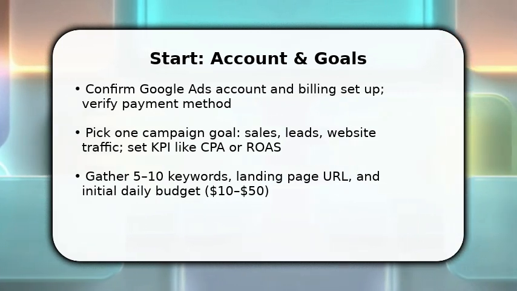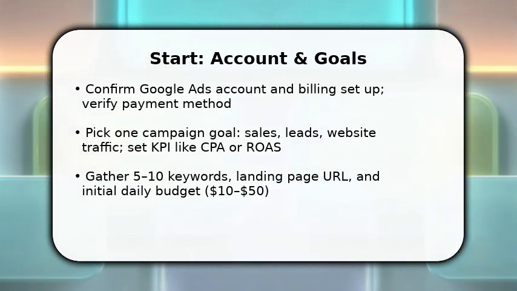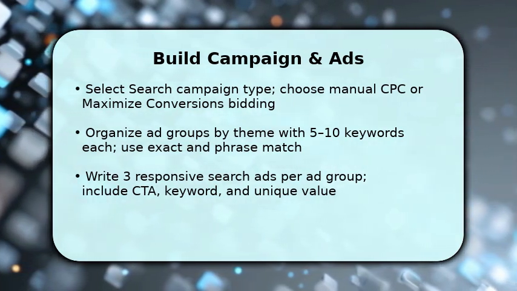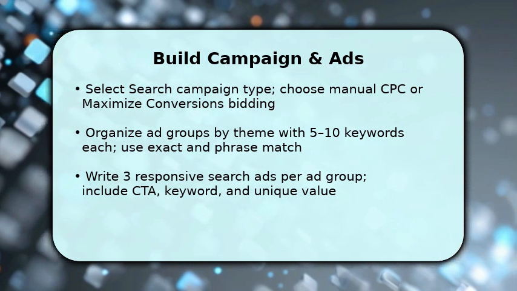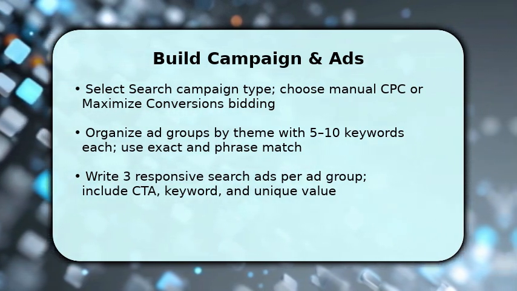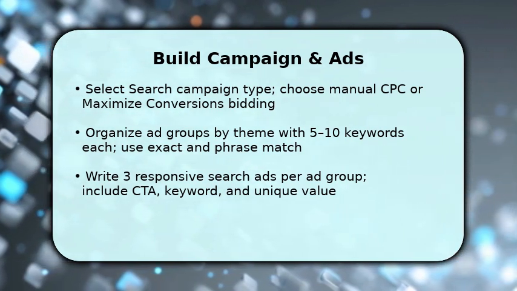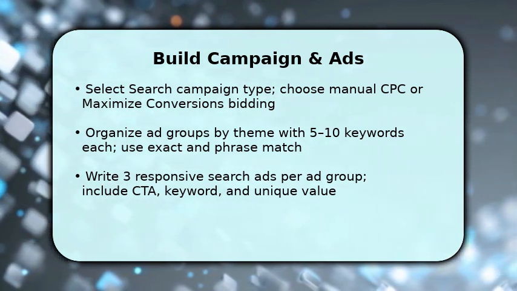Next, you build the campaign structure and craft ads that will convert. Choose search campaign type and the bidding strategy that fits your goal. Manual CPC gives control, maximize conversions uses automation for volume. Create tight ad groups by theme and add exact and phrase match keywords to balance reach and relevance.